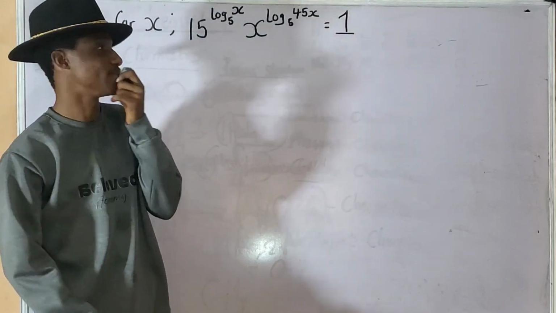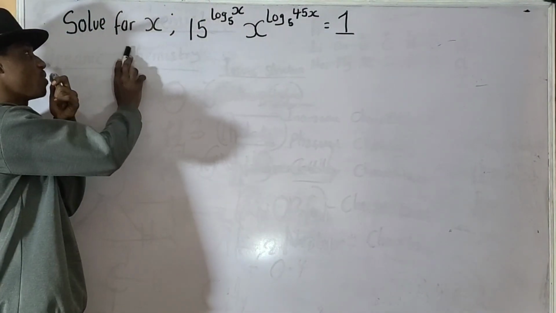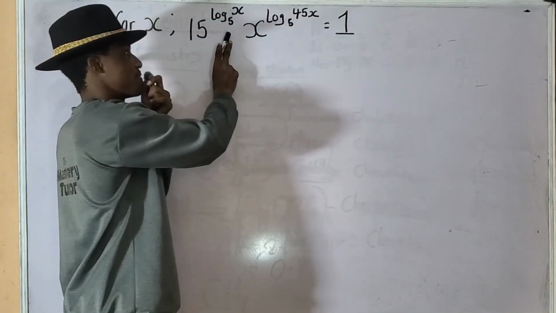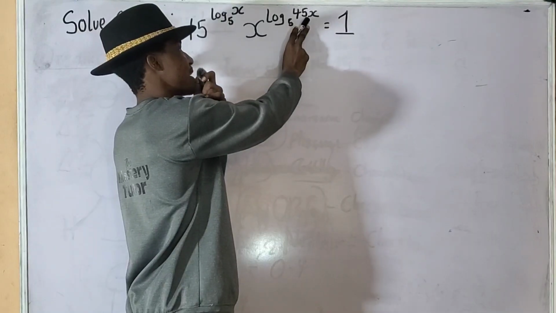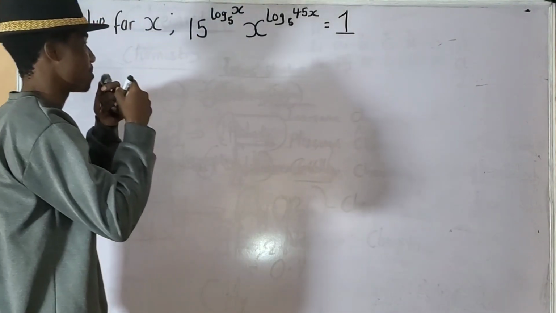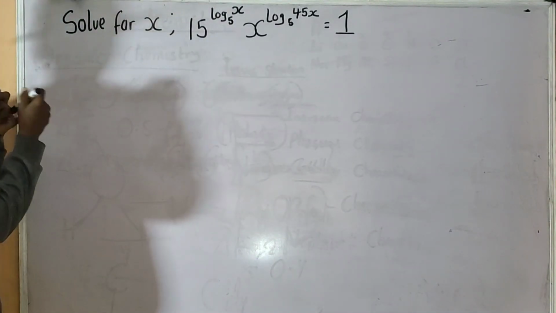Can you attempt the question that we have on the board? Here you are asked to solve for the value of x such that 15 raised to the power of log x base 5 multiplied by x raised to the power of log 45x base 5 equals 1. Okay, I'm going to show you a more excellent way to approach this question.